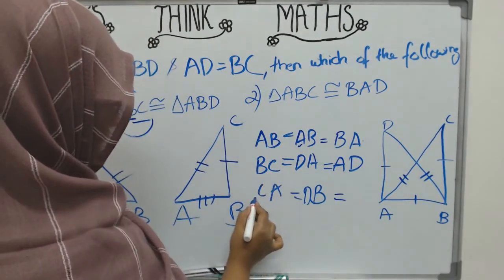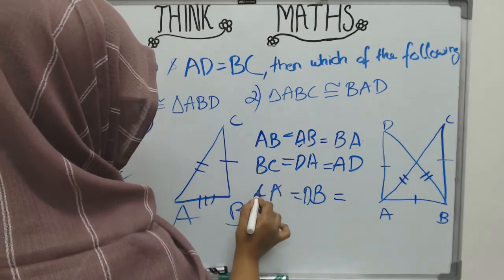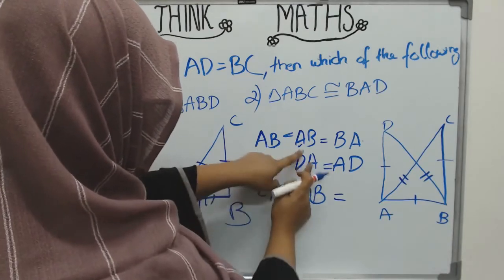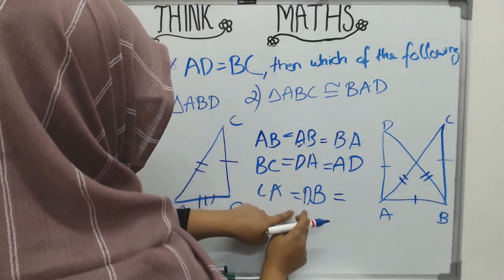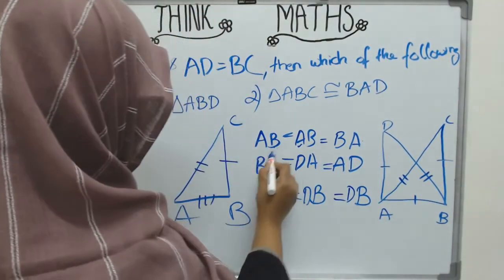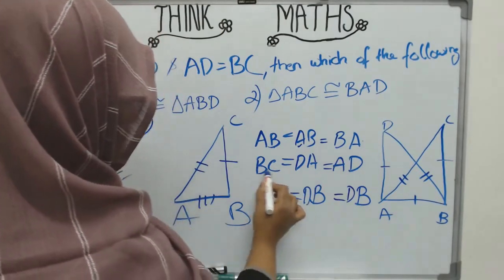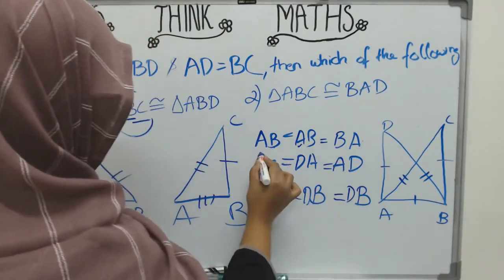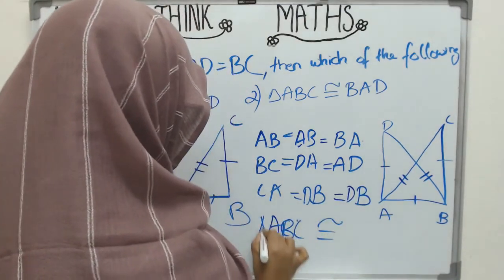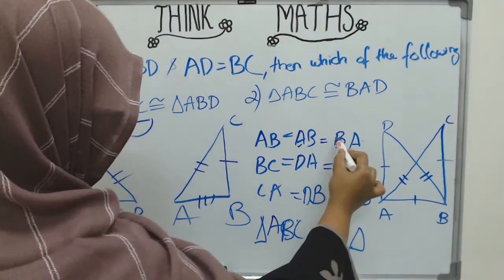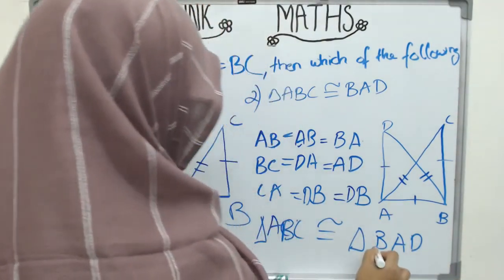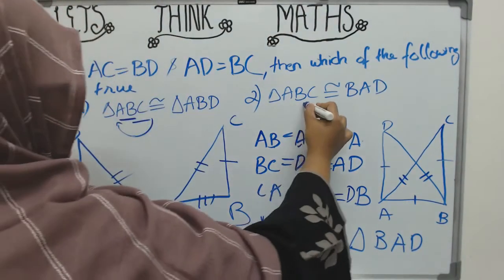Again, BC, CA. So C is the one which is getting repeated, the vertex which is common to both of these line segments, right? Just like that, what is common to both of these? It is D. So it should be AD, DB, right? AB, BC, BA, AD. BC, CA, and here like this. So what is it? ABC will be congruent to which triangle? BAD, and then here it comes. So this is the correct answer.